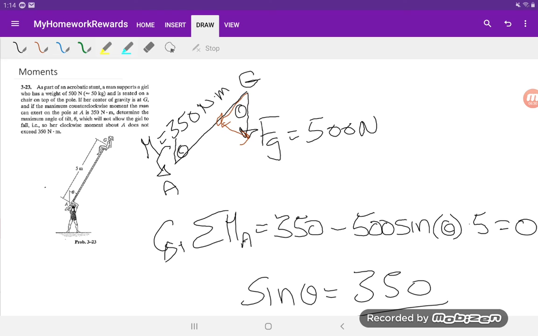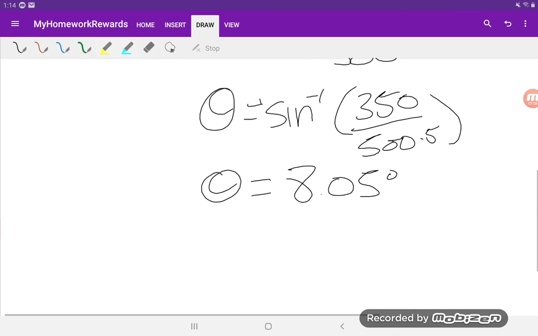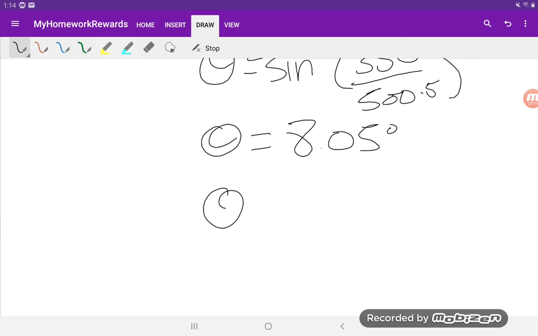Now, can we have an angle larger or less than theta? Well, if you recall, the force that matters for the moment is 500 sine theta. So as theta gets smaller, this force will actually get smaller as well. Remember that sine of theta starts at 0 and increases. Now the man can exert a maximum moment of 350 newton meters, which means that if the angle was a little smaller, he wouldn't have to exert that maximum force. So all in all, the solution to this is theta can be less than or equal to 8.05 degrees.